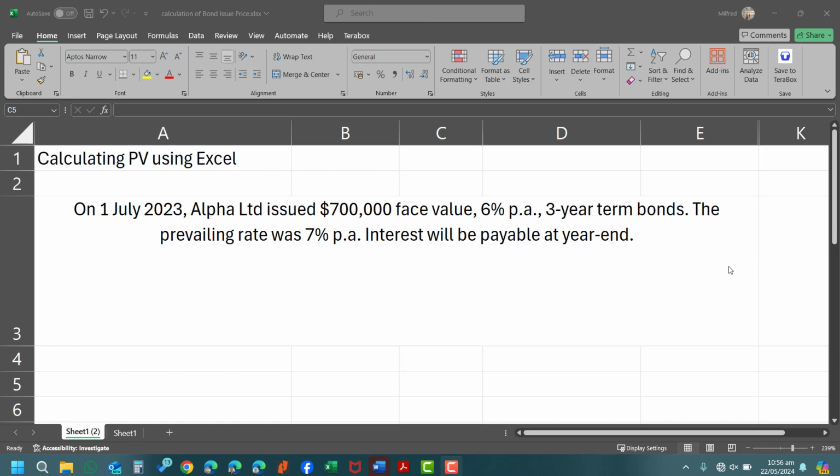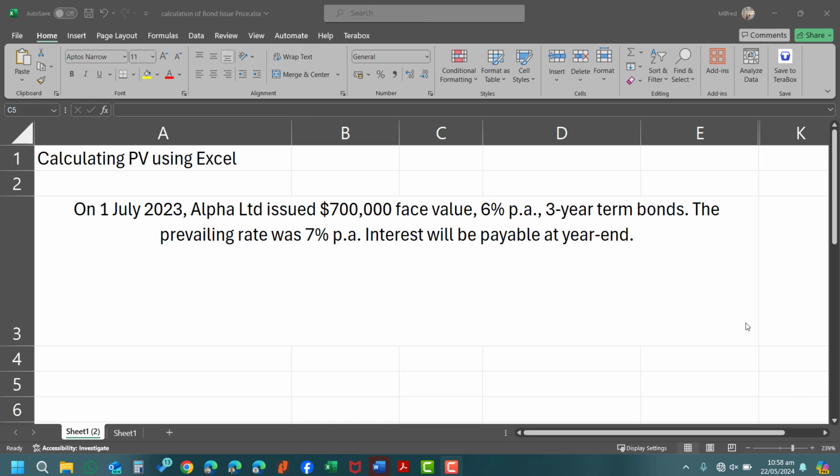In this case, we have this information. We have 700,000 face value bonds. We had issued at 6% per annum, with a 3-year term. The prevailing rate is 7% per annum, and interest payment will be done at year end.